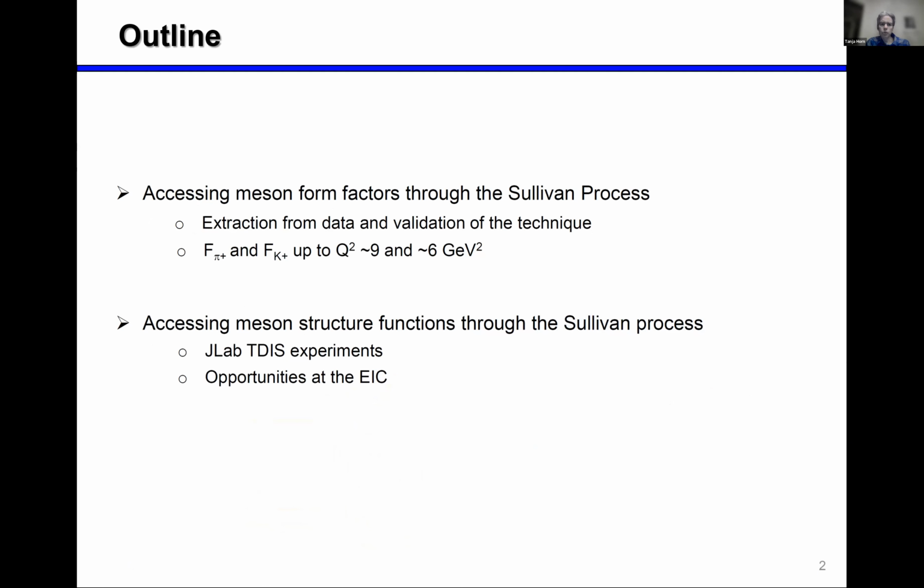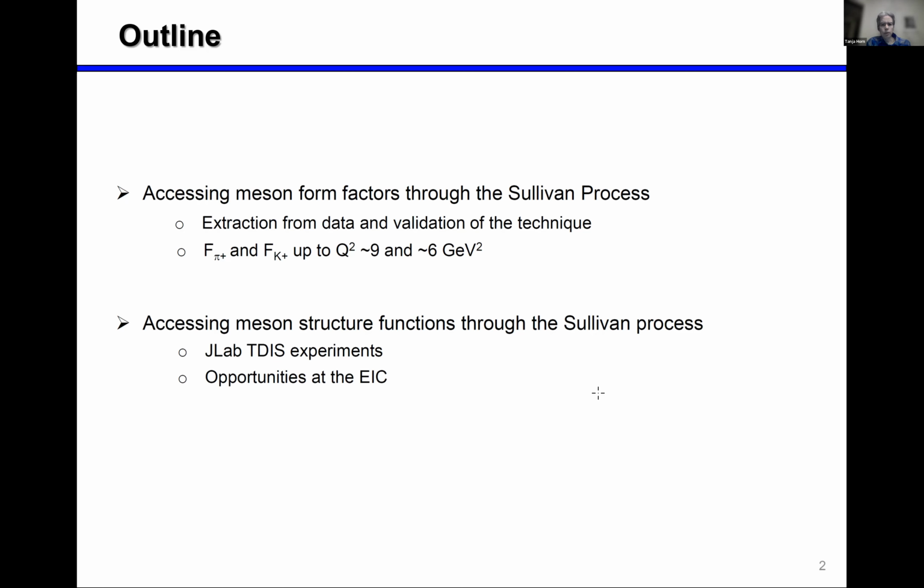First, I will speak to accessing observables related to the pion and kaon structure, in particular the elastic meson form factors, through the Sullivan process. There are some details one has to consider and actually has to show that this is a valid technique to do that. And then say a little bit about the status. So in particular, say where we are, for instance, with measurements at Jefferson Lab to measure these form factors for the charged pion and charged kaon, up to a reasonable range in Q squared.